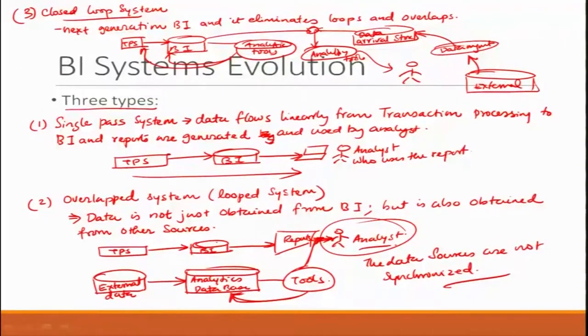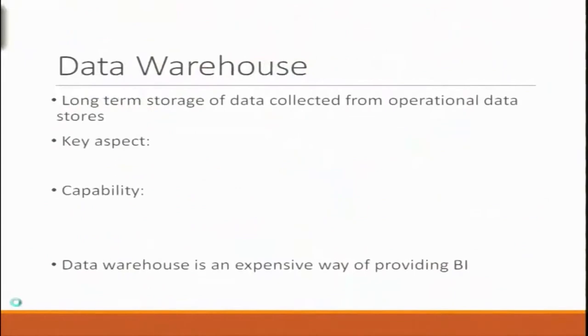It is also an expensive system. Currently most present state systems are in the overlapped mode. Very rarely are closed loop systems used. All right. Now, let us talk about the concept of data warehouse. People talk about this quite a lot, and there are a lot of misconceptions about it. A data warehouse is a very simple concept. It is a long time storage of data collected from the operational data stores.